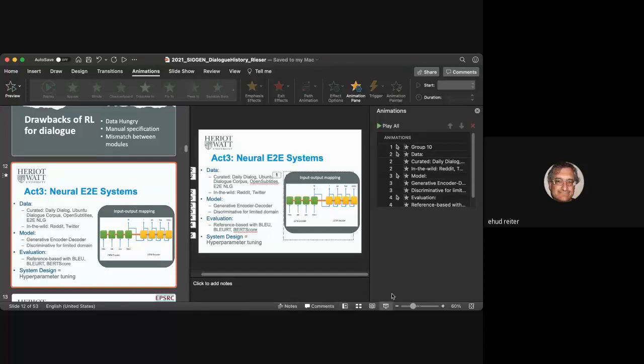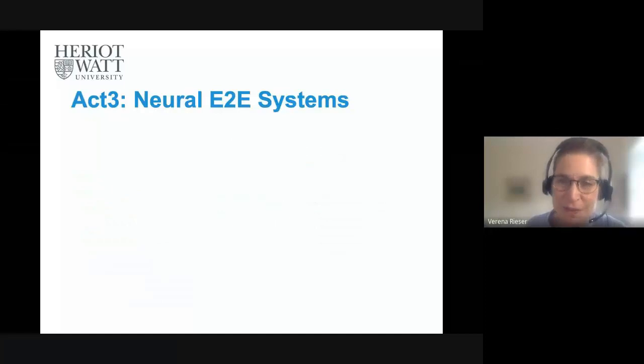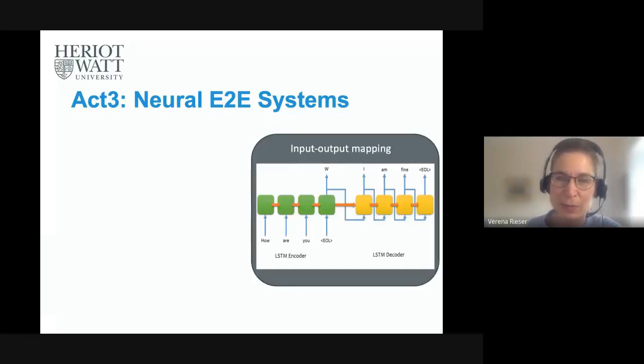Let's do Act 3. Act 3 solves some of these problems, as I already mentioned. For example, the mismatch between modules was solved by having an end-to-end architecture. Instead of having different modules for dialogue management and natural language generation, you now do it all in one go. That's what we call end-to-end.